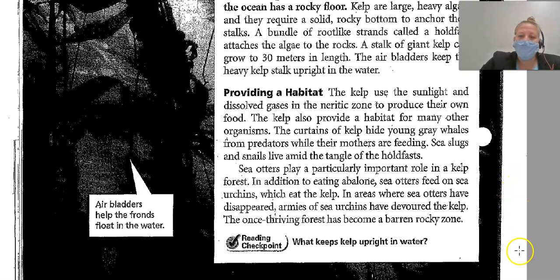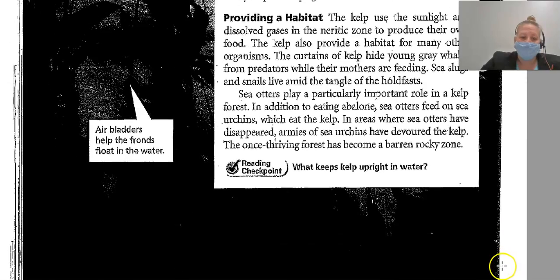Sea otters play a particularly important role in a kelp forest. In addition to eating abalone, sea otters feed on sea urchins, which eat the kelp. In areas where sea otters have disappeared, armies of sea urchins have devoured the kelp. The once thriving forest has become a barren, rocky zone.